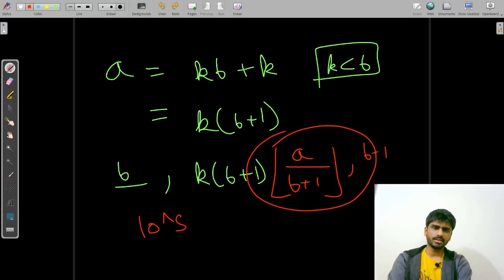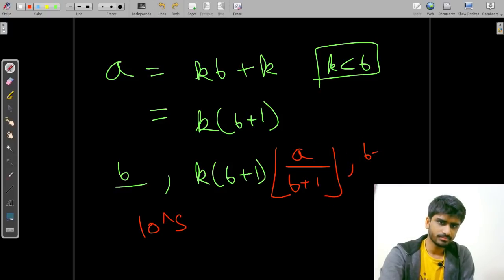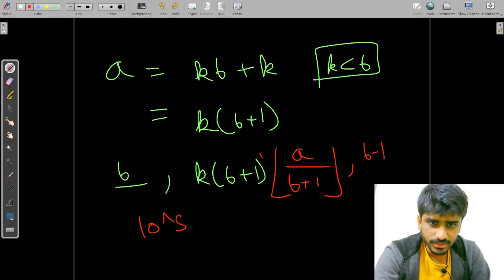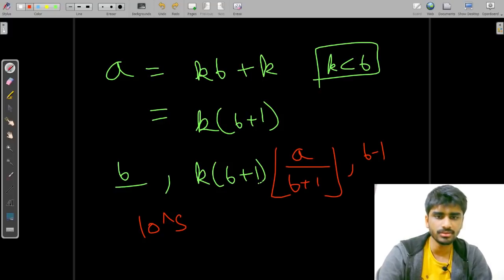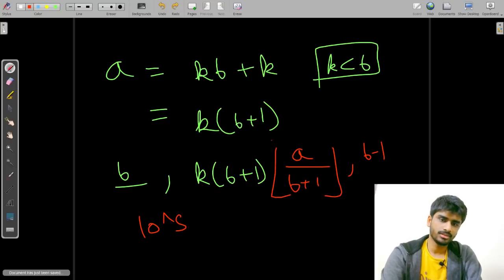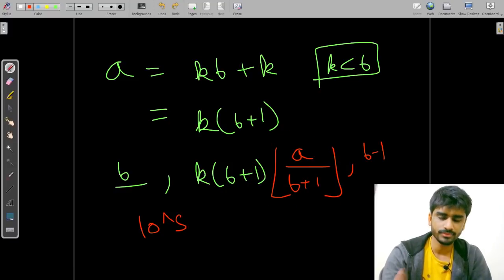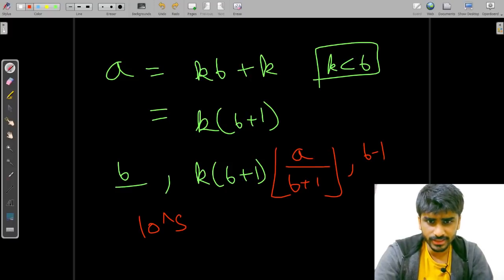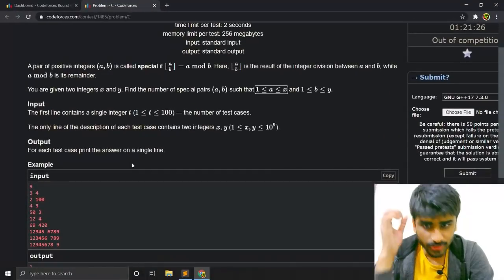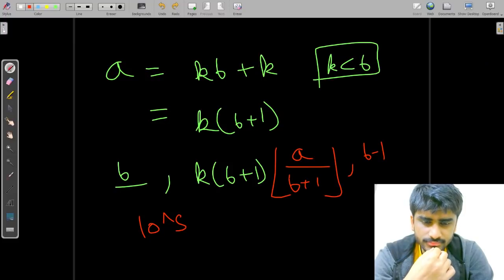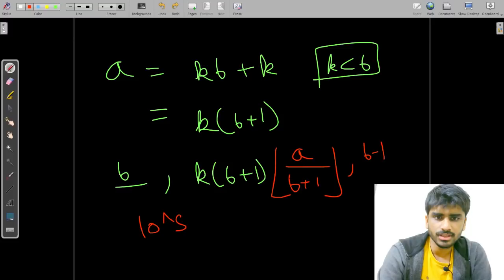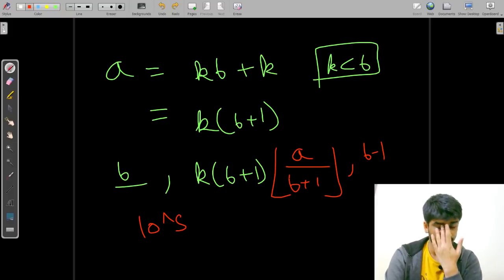Because I know that the total number of values of this are not much. When b plus 1 is smaller than root a, I can iterate on b, and when b plus 1 is greater than root a, I can iterate on this value, floor of a by b plus 1, something like this. So that way I will be able to get the answer. That should work. Then I have to know for how many values I'm getting this thing. Yeah, that's not very tough.